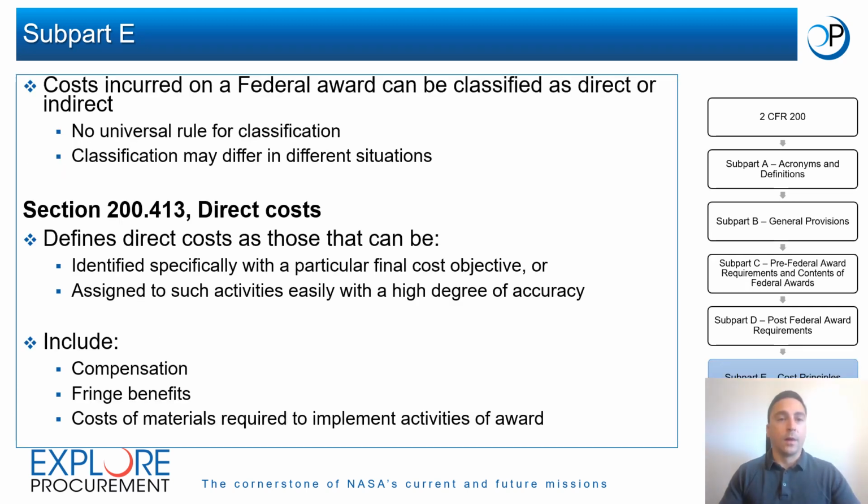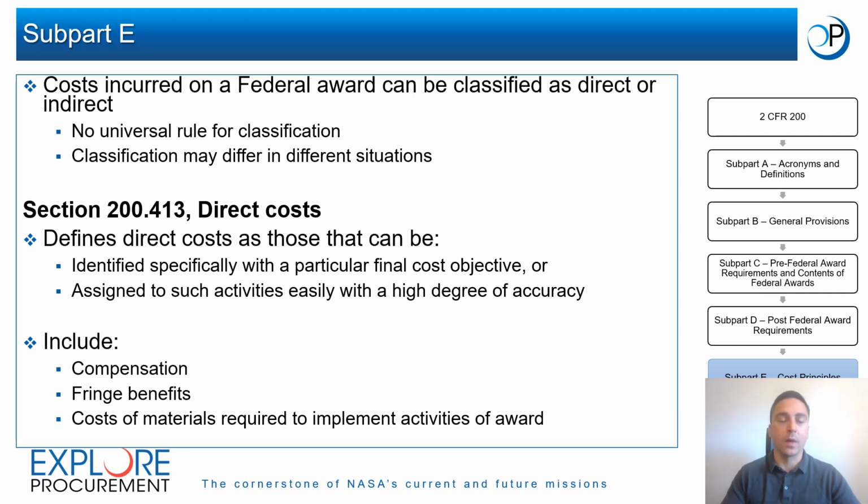The costs incurred on a federal award can be classified as either direct costs or indirect costs. There is no universal rule for the classifications, and depending on the circumstance, a cost may be considered direct in one situation and indirect in another.